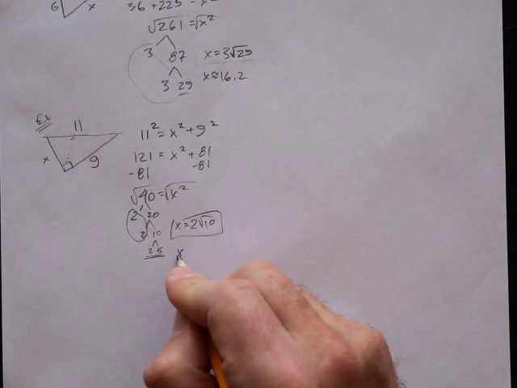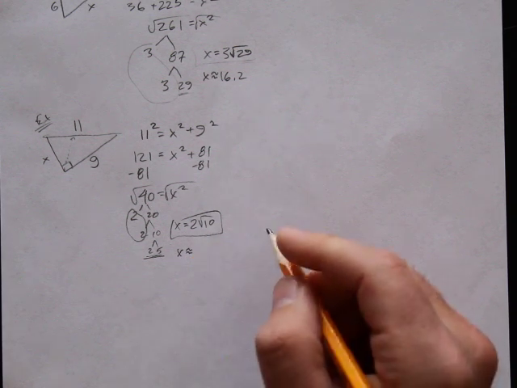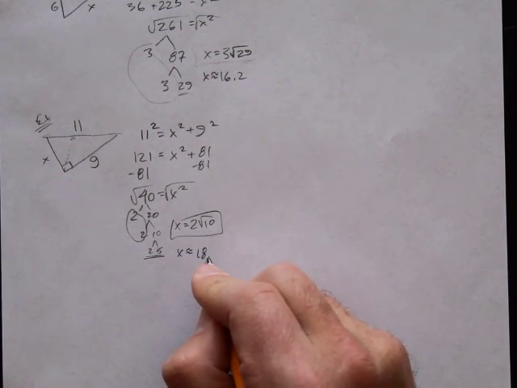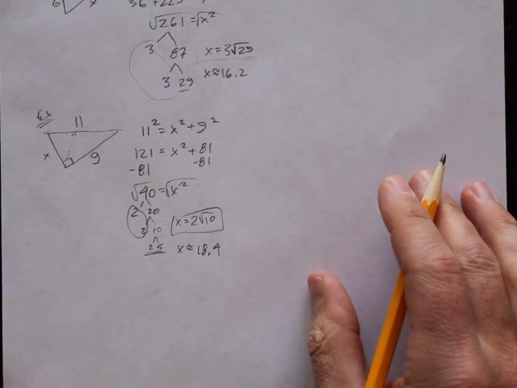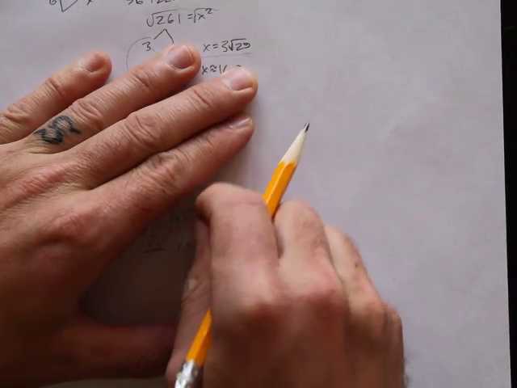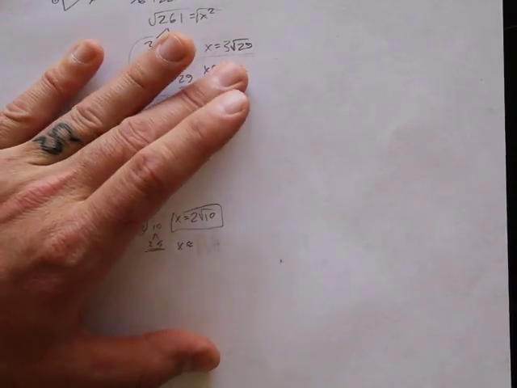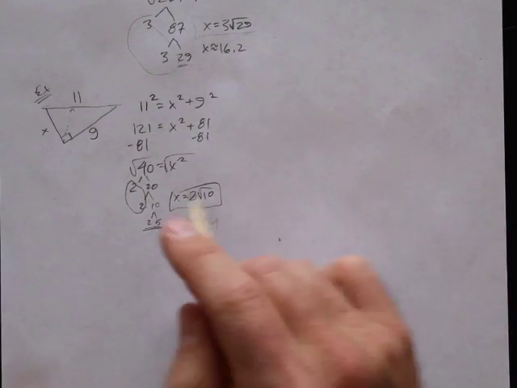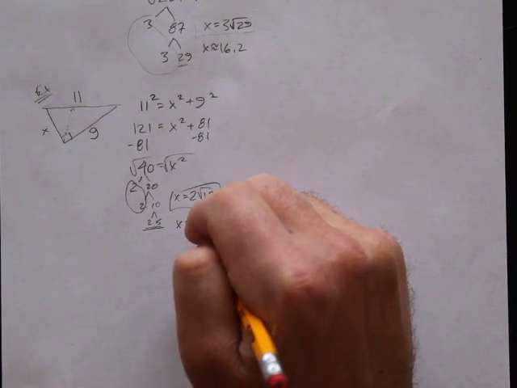Or if you plug it into your calculator, x is about 18.4. Oh no, sorry, not 18.4, that's a different answer. 6.3. I'm like, how did I get 18.4 from there? Okay, 6.3. That makes much more sense.